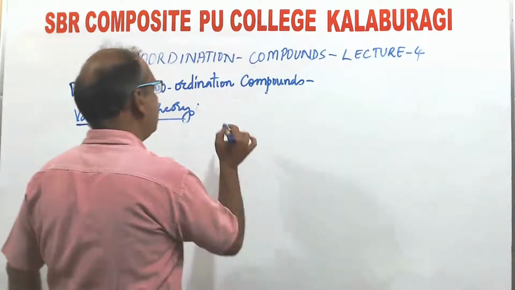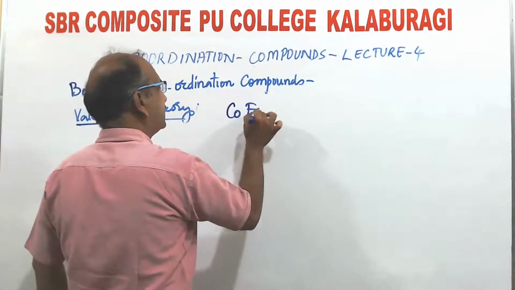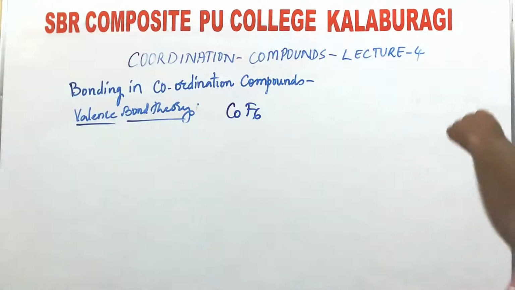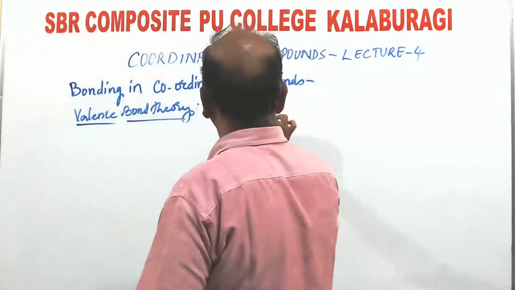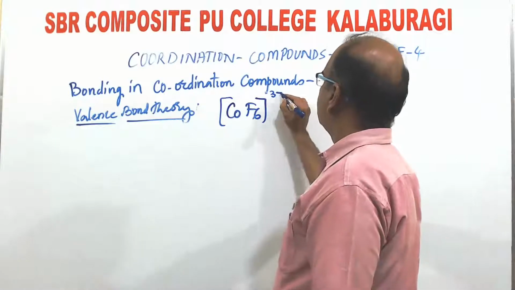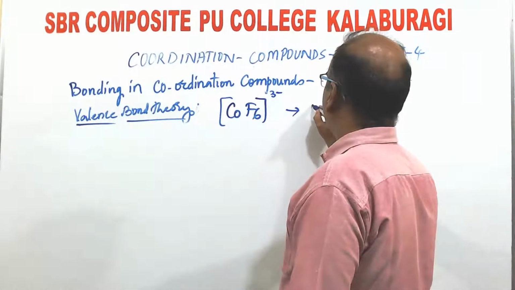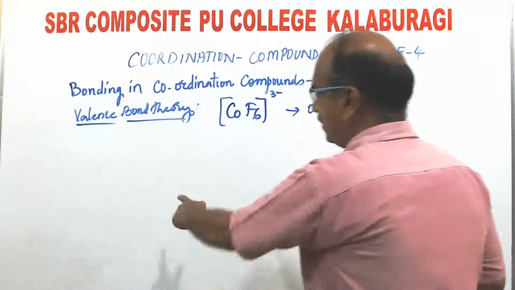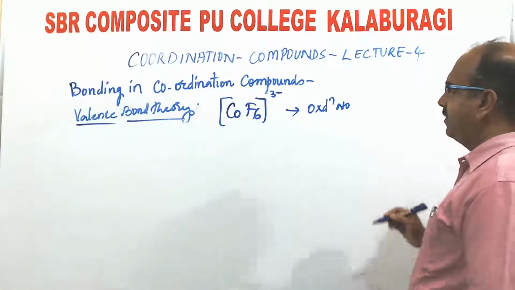CoF6, next example. The charge over this is 3 minus, CoF6 3 minus. When this is there, then again, oxidation number first of all. Oxidation number, because you'll require that in the second step.